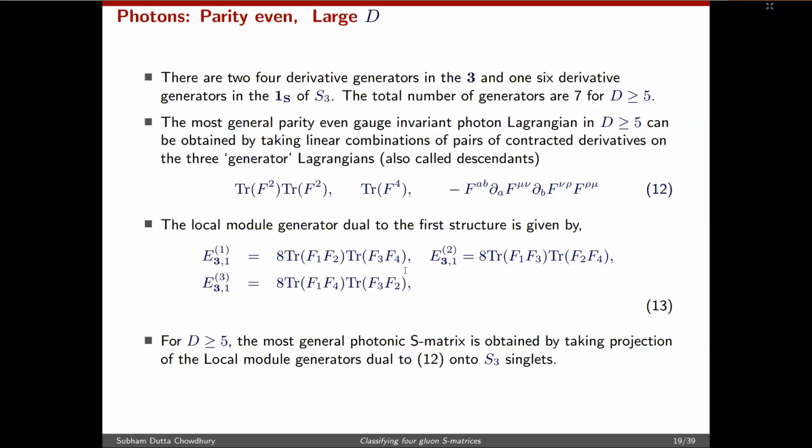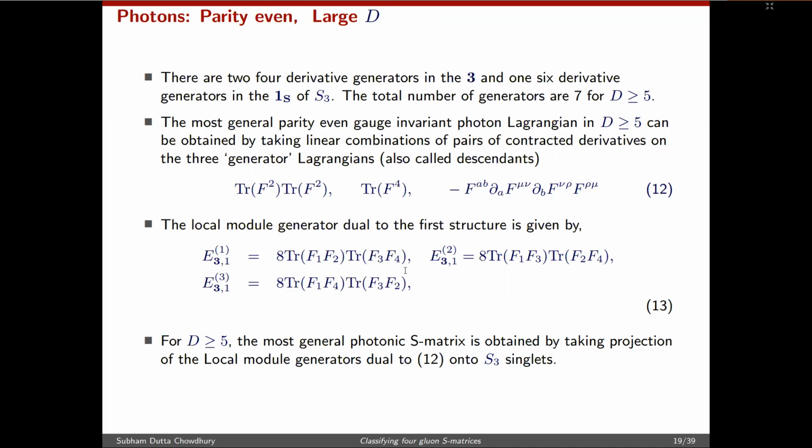And so the 3 terms that you have written down in equation 12. Yeah. So in a simpler language, can I say that these 3 terms are independent of each other? Yes. They are completely linearly independent of each other. These are 3 independent generators of your photon module. And you can construct your module descendants by acting on these Lagrangians by contracted derivatives.